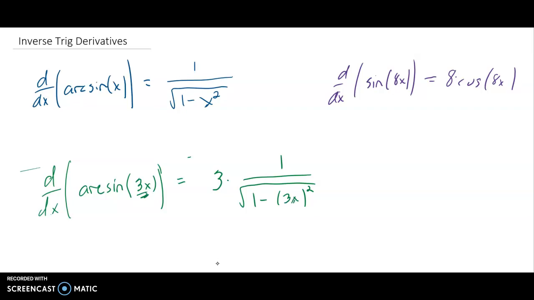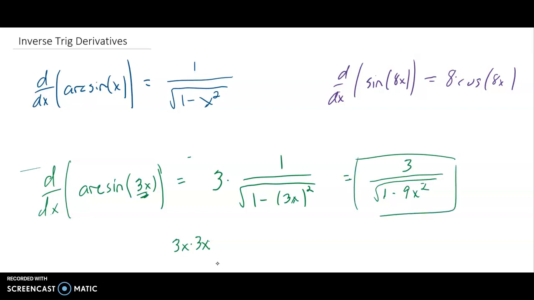So you should simplify this. The 3 here is going to go up top. So I'm going to get 3 over square root of 1 minus. Now this 3x squared is 3x times 3x. When I multiply that, I get 9x squared. So that's our answer for that one. I hope you see it.